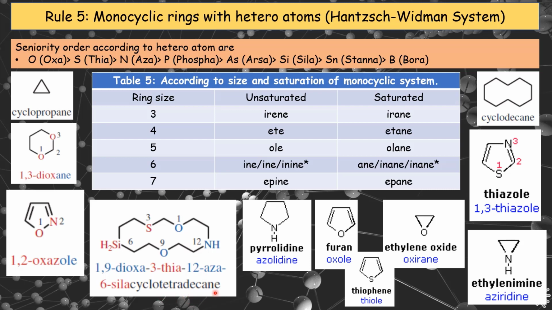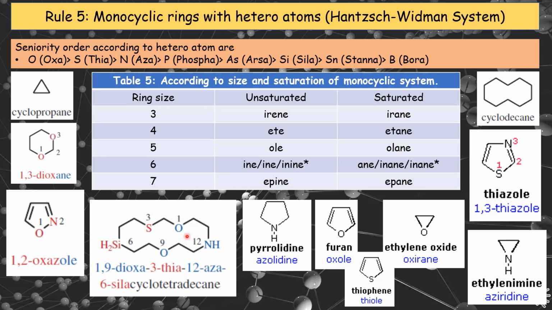And as it is a cyclic system, we are going to add cyclo as a prefix. Now we have to name the compound according to the seniority of the heteroatoms. So we know that oxygen is the highest priority. Here 2 oxygen atoms are present. We are going to start the numbering with respect to the oxygen atom. So we have to choose like this.